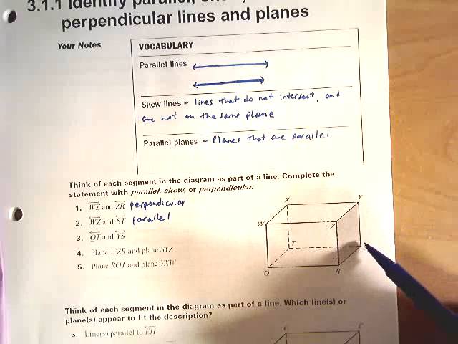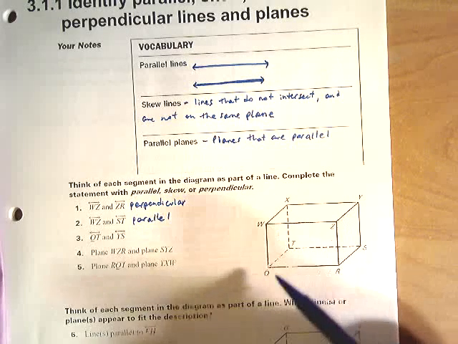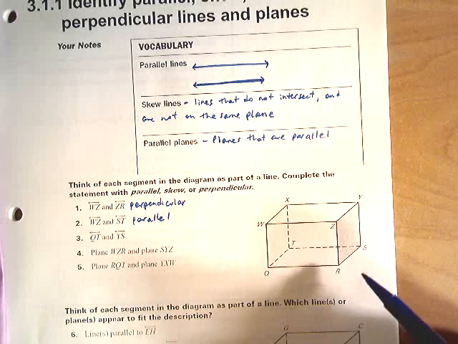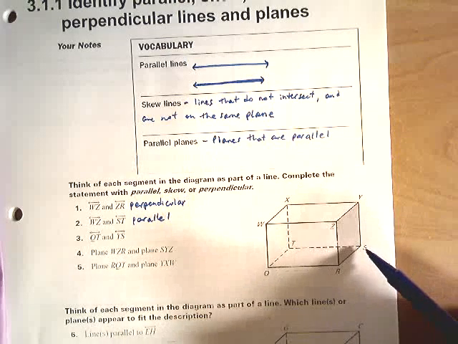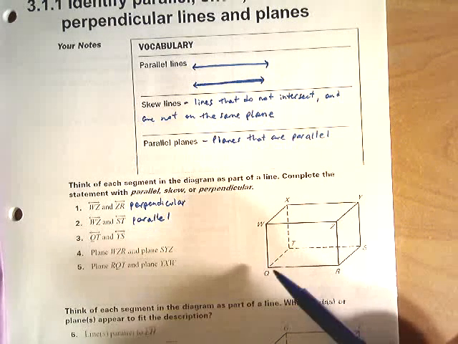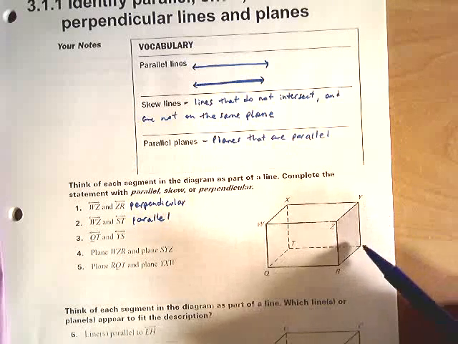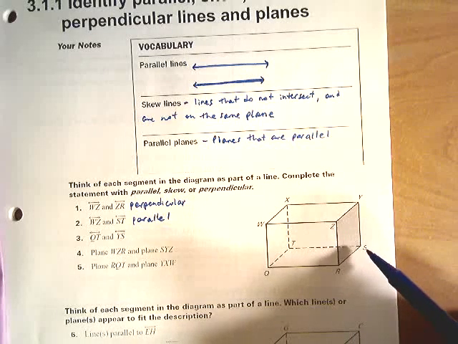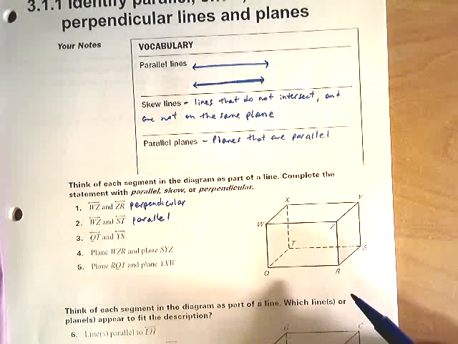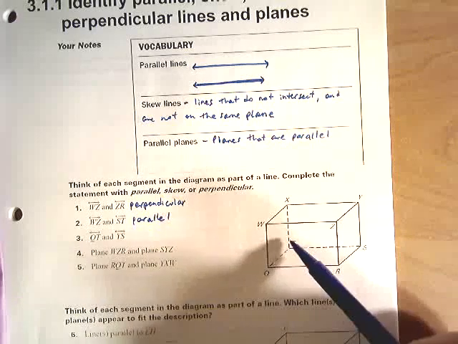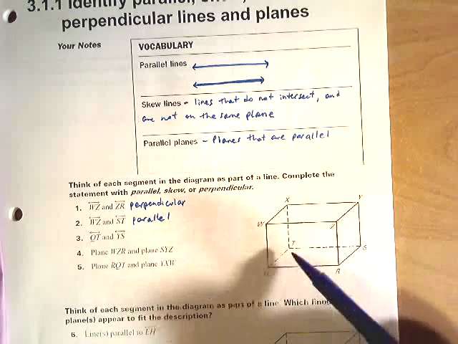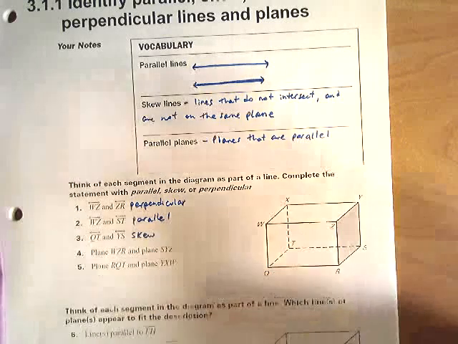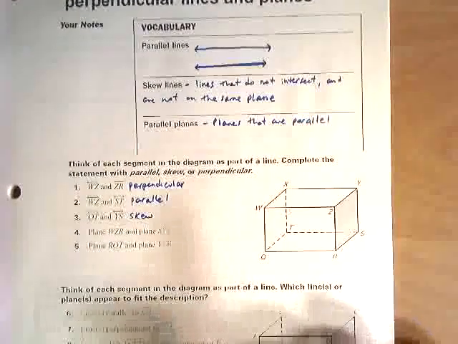QT and YS. Well, they are not going to cross each other, so they couldn't be perpendicular. They're not moving in the same direction, so they're not parallel. So, are they skew lines? Do they exist in the same plane? No. Are they never going to intersect? Yeah. So, those are the two characteristics of skew lines, that they're never going to cross each other, and they don't exist in the same plane. So, these two lines are skew lines.